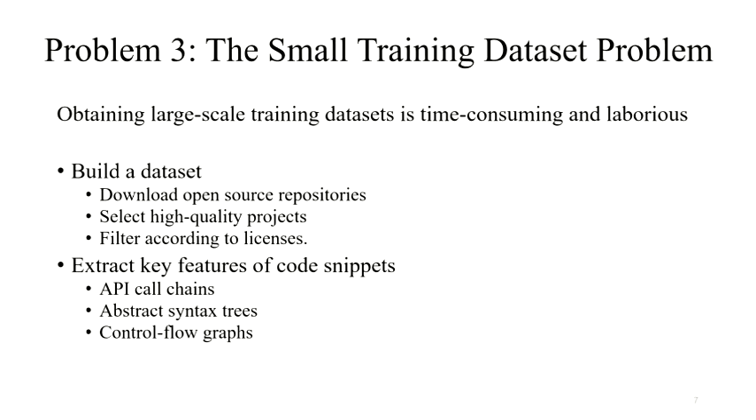The third problem is the small training dataset problem. DL-based methods usually rely on large-scale training datasets, while it is time-consuming and laborious to obtain such datasets. In order to build a dataset for code searches, an engineer needs to collect and filter projects. Even if a large dataset can be obtained, it is challenging to extract key features of code snippets.